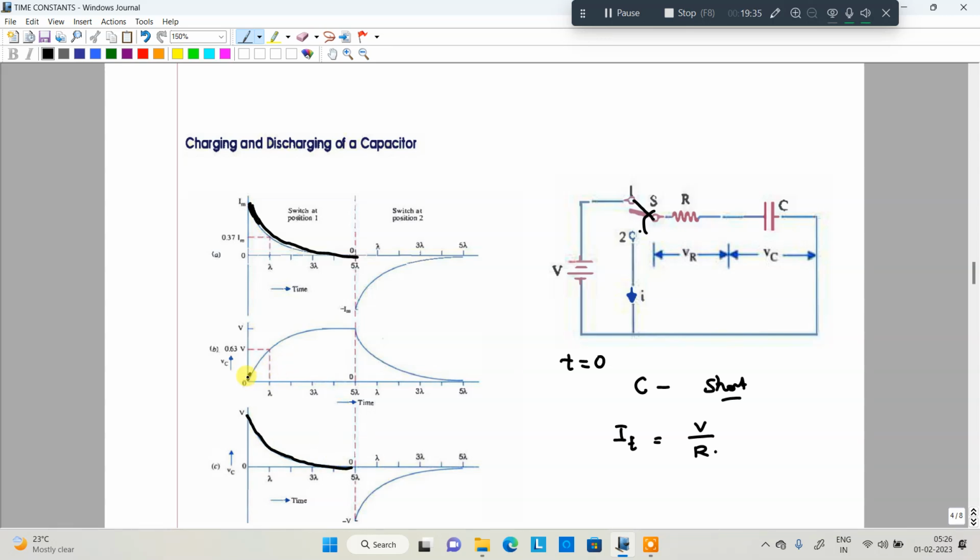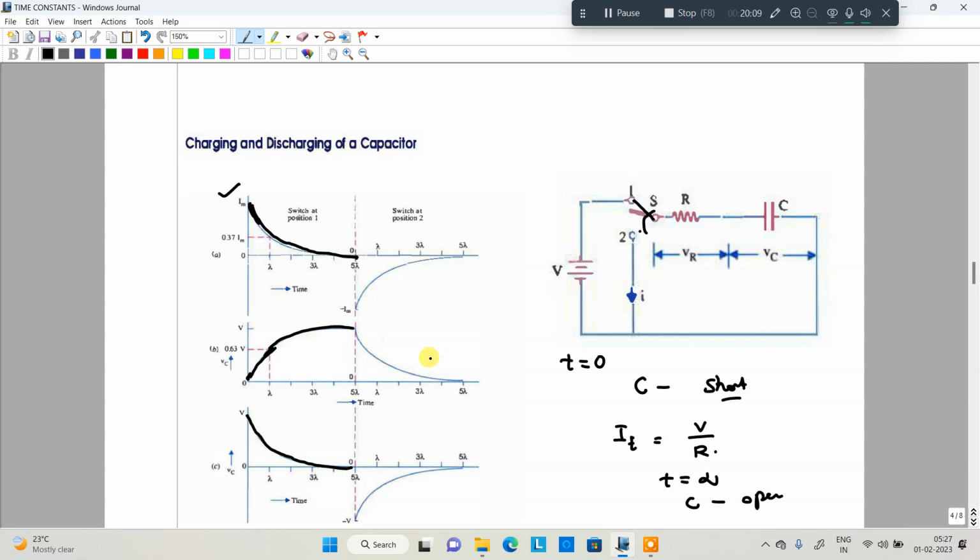So the voltage across the capacitor, initially when the current is a maximum, is starting from 0. At one time constant, its value will reach 63% of its final value. So whenever it reaches 5 time constants, the capacitor reaches the maximum voltage, and the current flowing through the capacitor is 0. That means at t equal to infinity, steady state condition, the capacitor acts as an open switch.